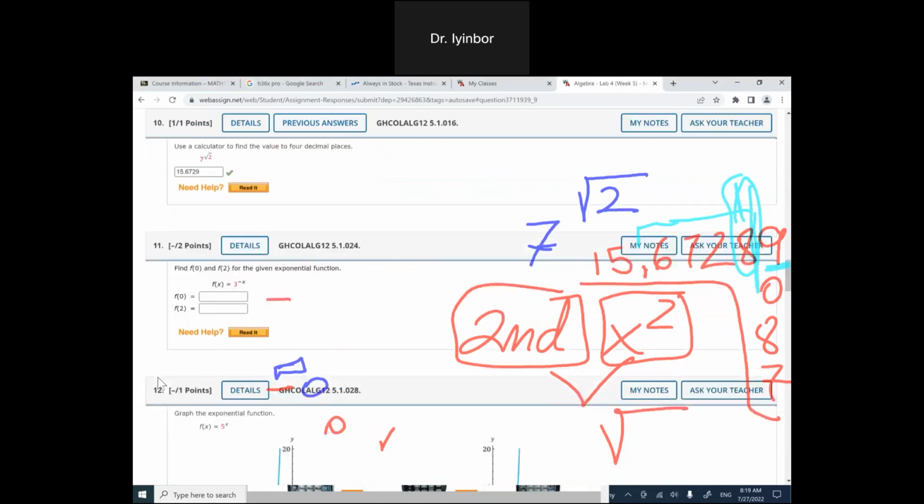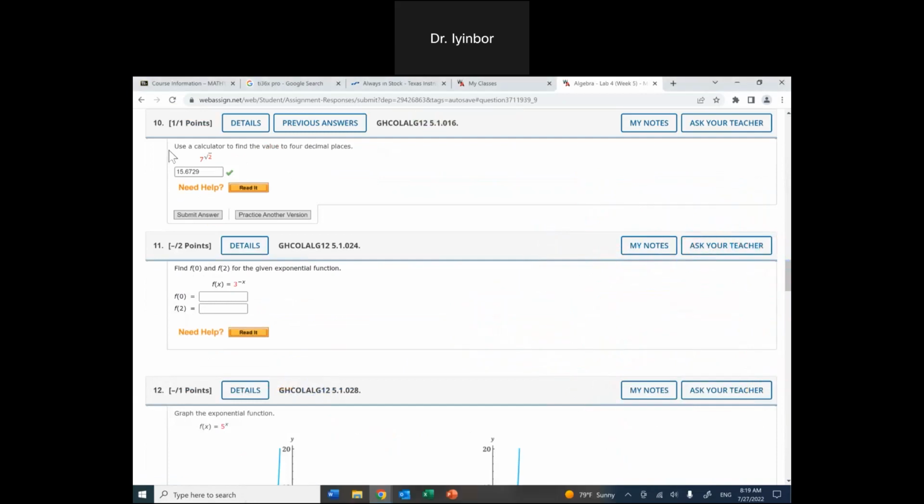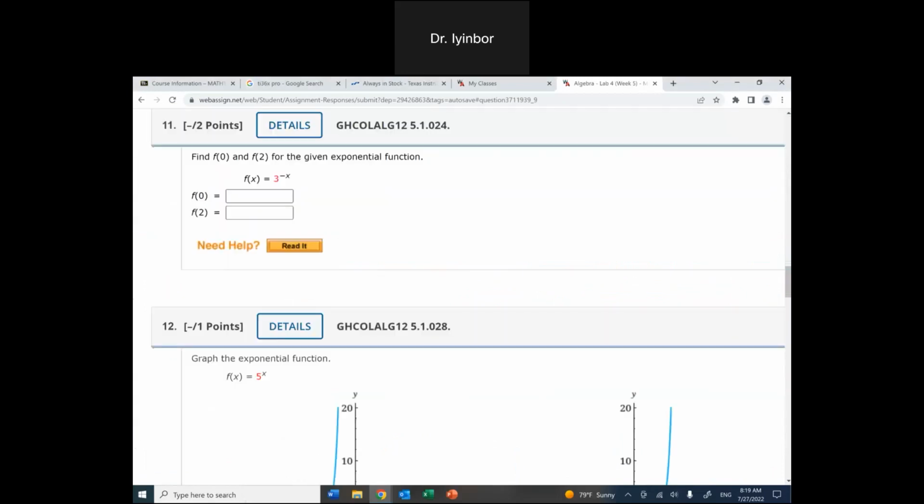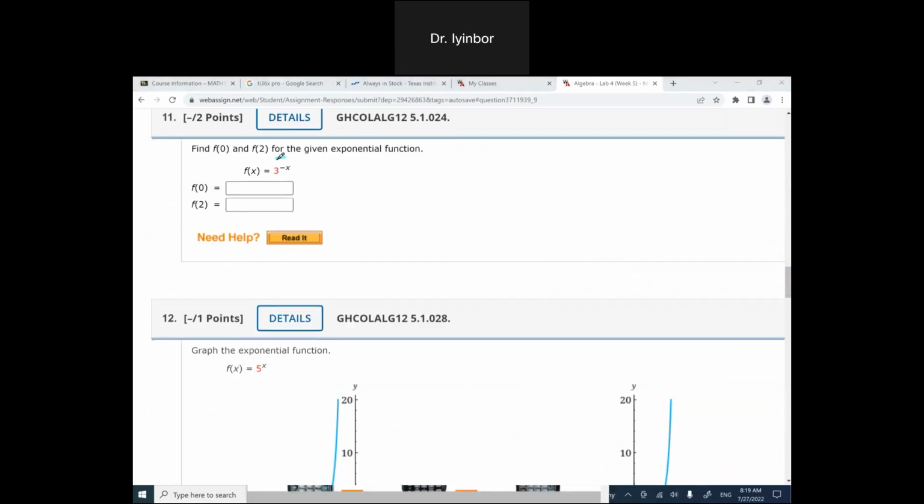Now, the next one is the same way. You're going to use the calculator for number 11. And for number 11, this is just evaluating a function. We did that before. So this is my function, 3 to the negative x. So the first one, you're just going to replace x with 0. On your calculator, you're going to put 3 with exponent. For the exponent, you're going to press x to the box. Then you put the negative, which is the little negative at the bottom of your calculator, and then 0. When you put that, you're going to get 1. So the first answer is 1.